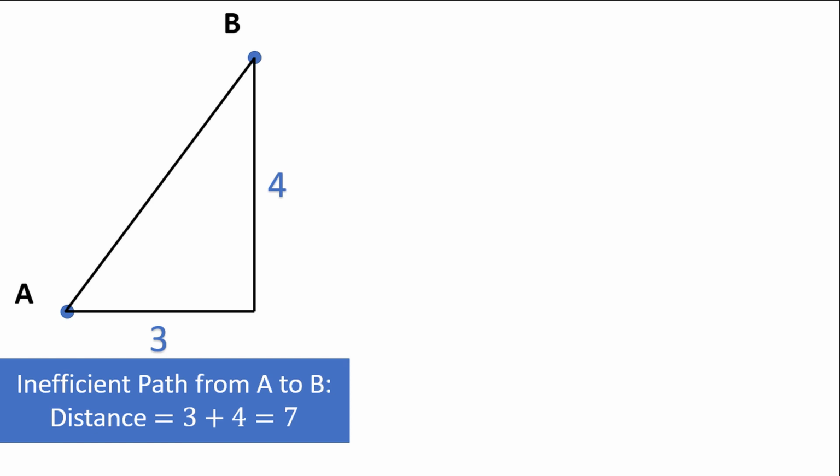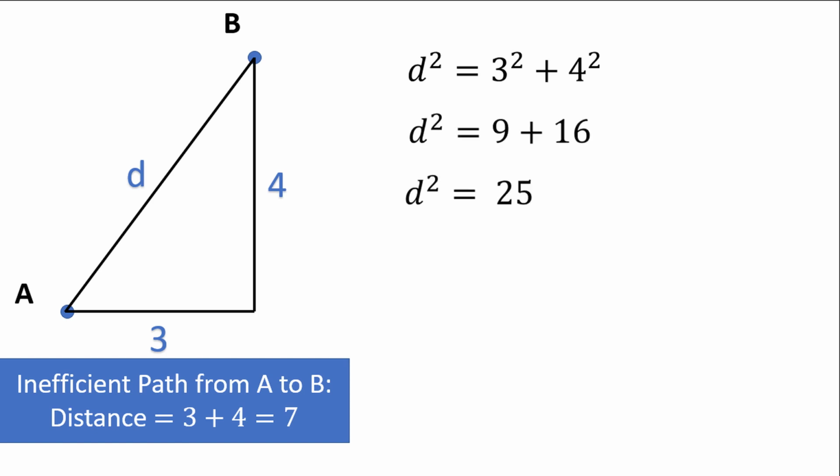Our goal is to find the unknown distance d here. It turns out that the square of the distance can be found by first squaring and adding the 2 distances traveled on the inefficient route. d squared is equal to 3 squared plus 4 squared, which gives us 9 plus 16, which is 25.